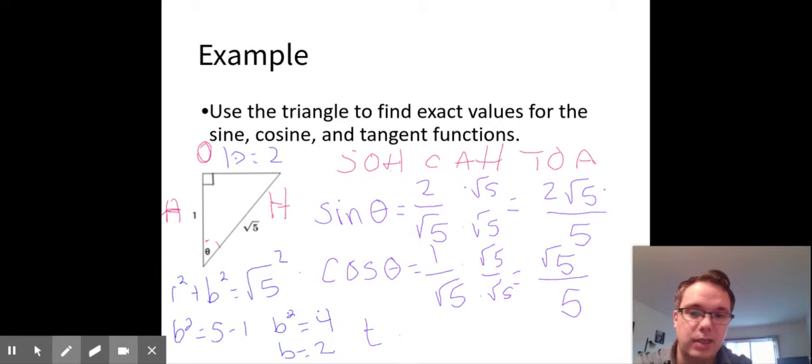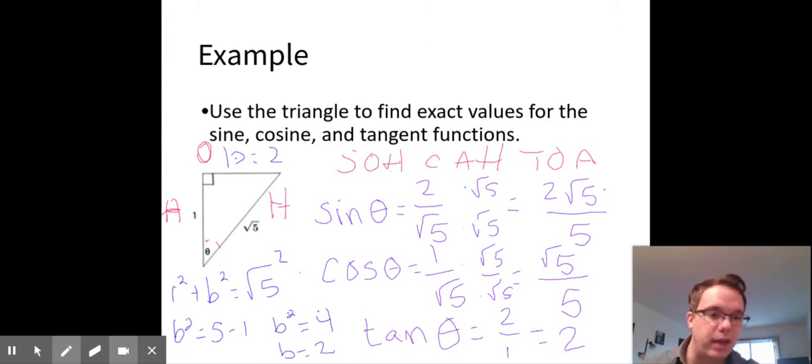And finally, for tangent of theta, I'm going to take my opposite side, which is 2, over my adjacent side, which is 1. And if we simplify that, that's just the number 2.